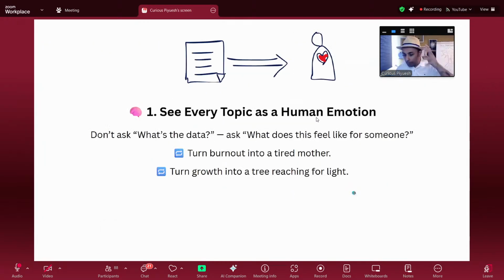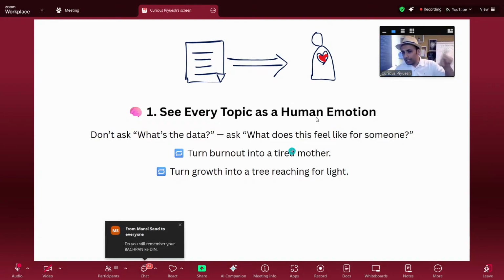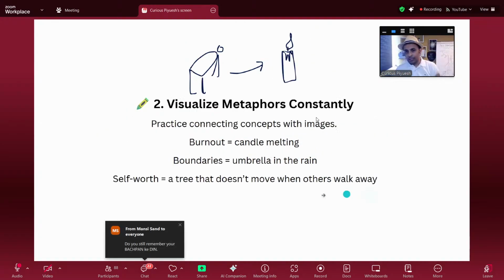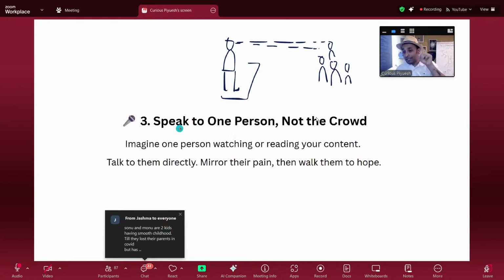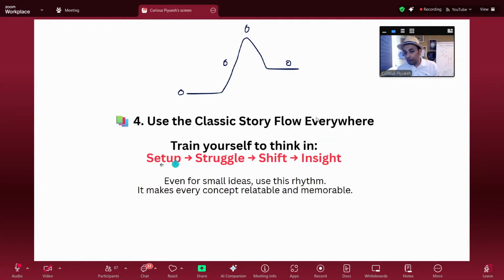And what will help you? How your brain will start working by this attitudinal change. Try to force your brain to think like this. Every topic is a human emotion. So try to see in that picture, what is that human emotion? Second, visualize metaphorically what that picture could be, a metaphor of bigger gyan of life. Then speak to one person, talk in you sentence, talk in you. And then the whole shift, the whole storytelling.